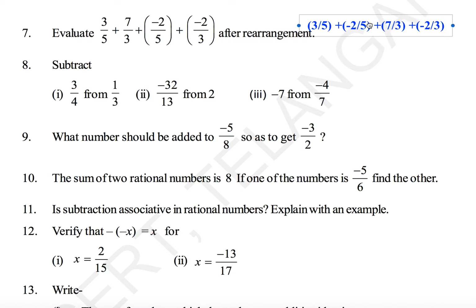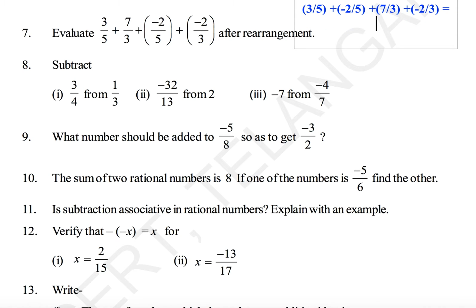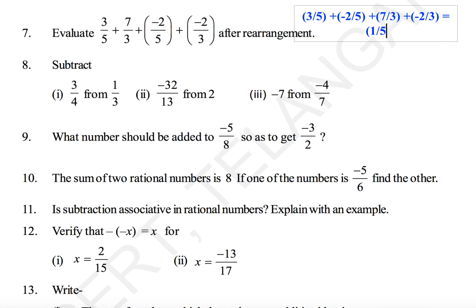What about the answer? 3 minus 2, 1 by 5. Again in bracket 1 by 5. Plus 7 minus 2 is 5, 5 by 3. So take LCM. LCM is 15. So 3 plus 25 is 28. 28 upon 15. This is the answer.